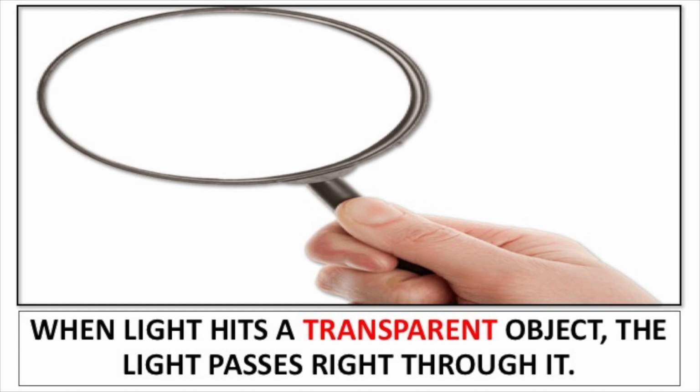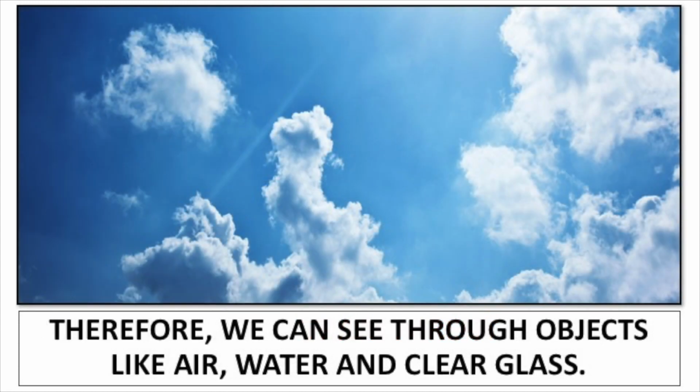When light hits a transparent object, the light passes right through it. Transparent objects allow all of the light to pass through. Therefore, we can see through objects like air, water, and clear glass. And clear glass is used in windows.